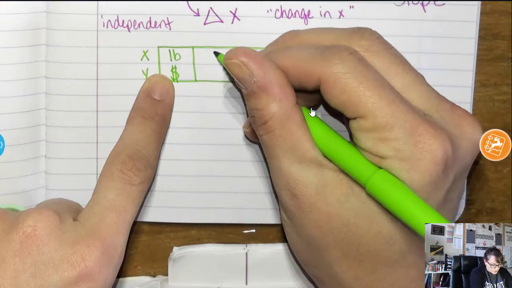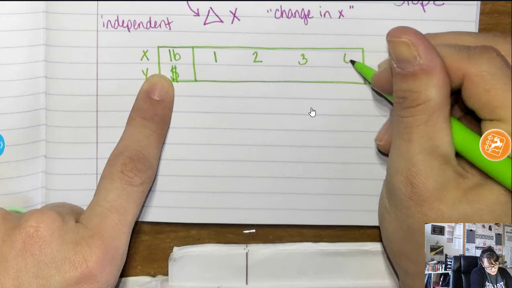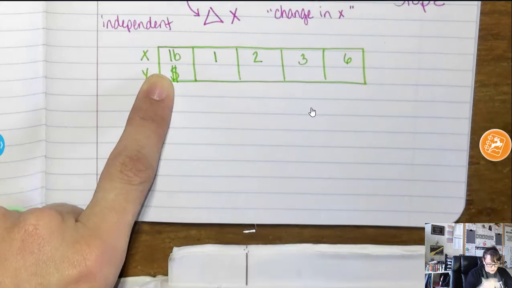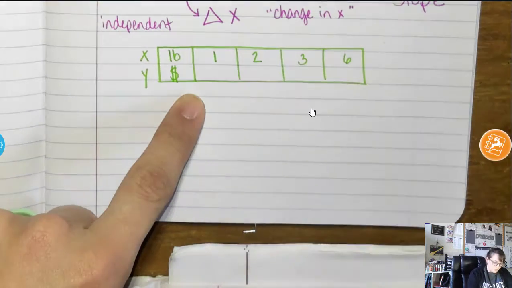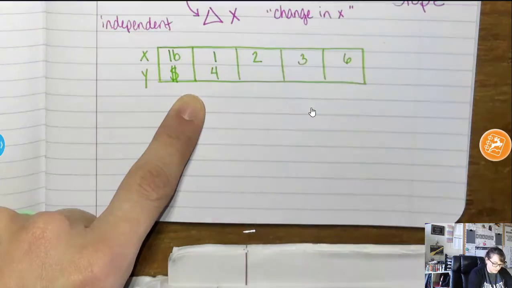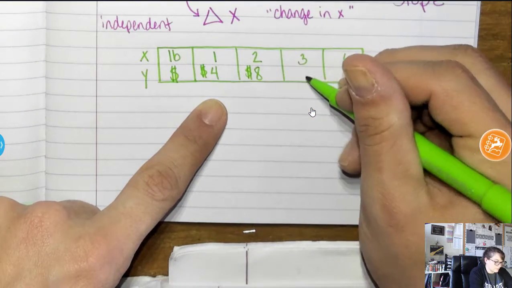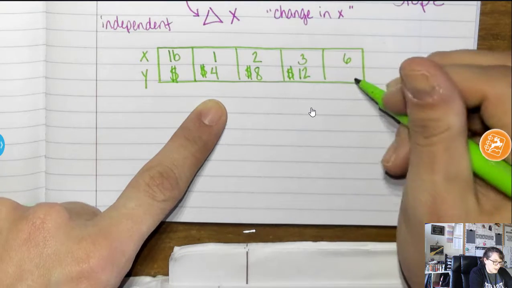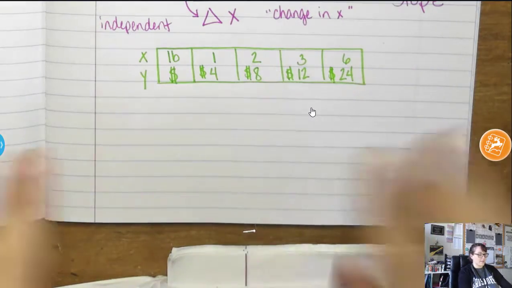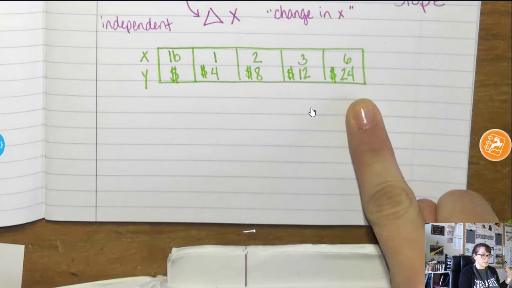So, 1 pound, 2 pounds, 3 pounds, and let's go 6 pounds, just to throw a wrench in this thing. Alright, down here. If 1 pound costs $4, 2 pounds would be 8, 3 pounds would be 12, 6 pounds would be 24. If you could fill out this table, that's it.